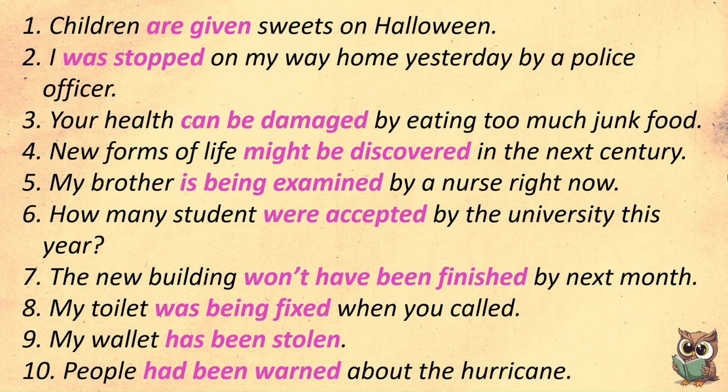My toilet was being fixed when you called. Was being fixed. This is the past continuous, was being. Then you have the past participle, fixed. And here you have this passive construction. My wallet has been stolen. People had been warned about the hurricane.